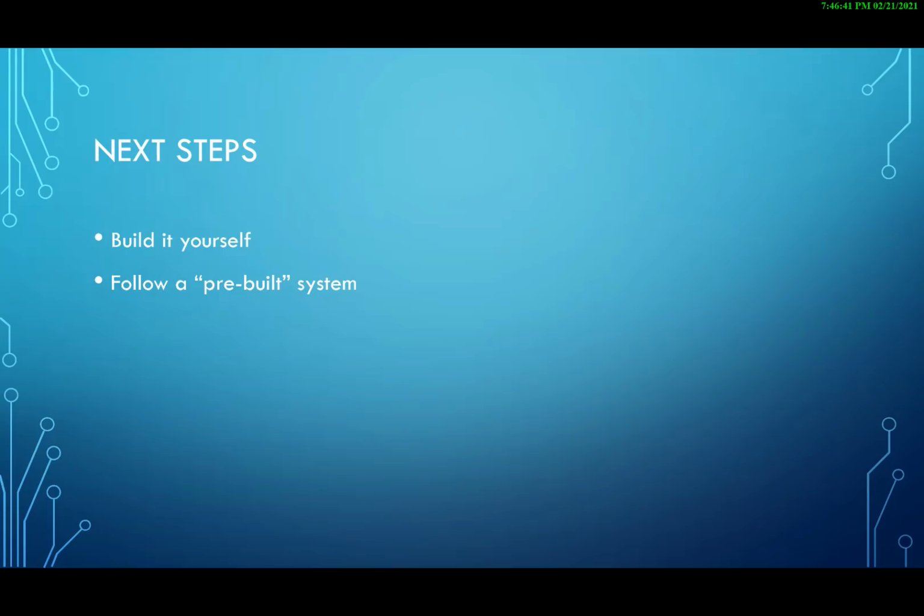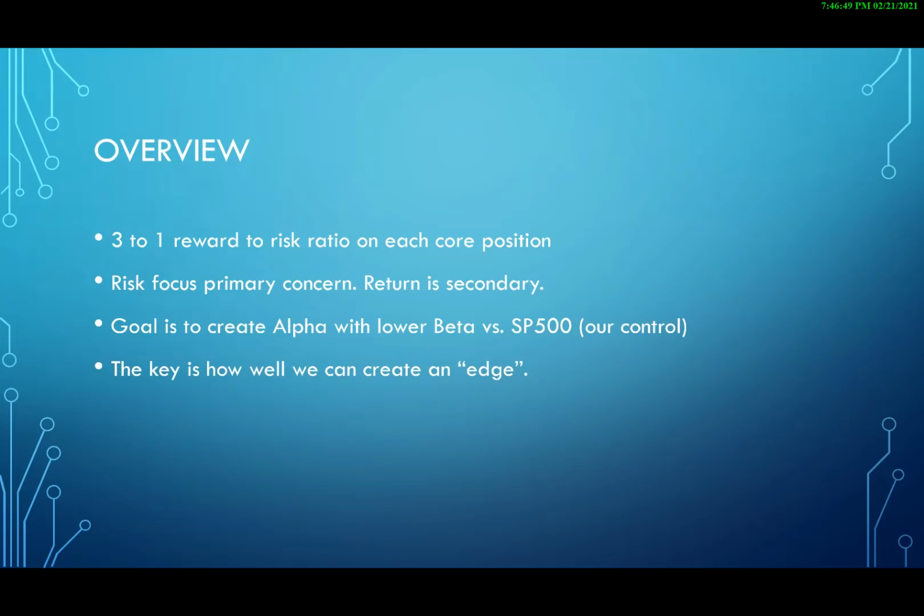I think it'll be easier for you when you see how much work we're going to put into filtering and screening and finding our trading opportunities. So let's give you again a quick overview of the system. It is a 3-to-1 reward to risk ratio. On each one of our core positions, we're only risking $1 for every $3 of profit potential. Risk is our primary concern. We focus primarily on risk management. Return is a secondary focus.